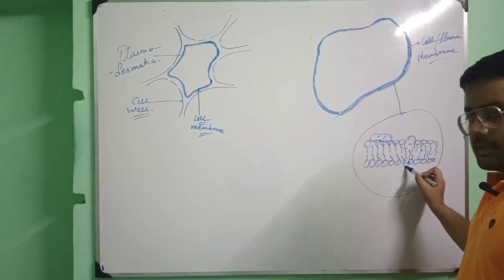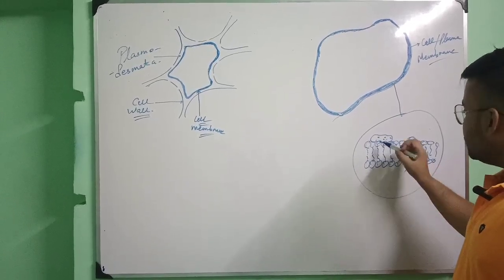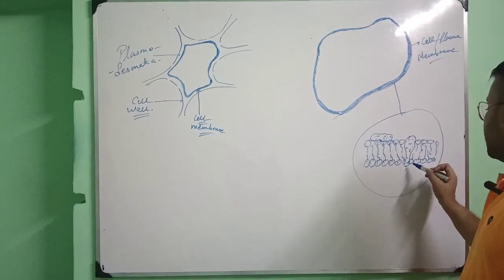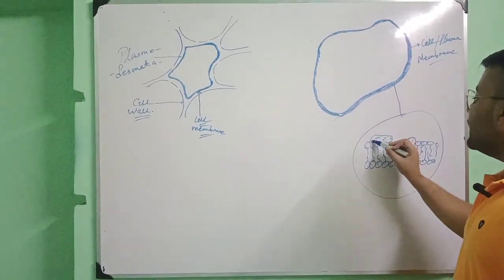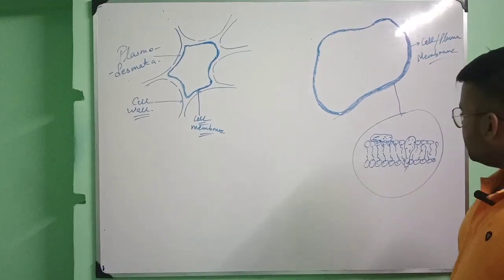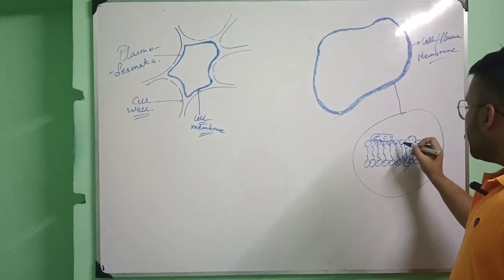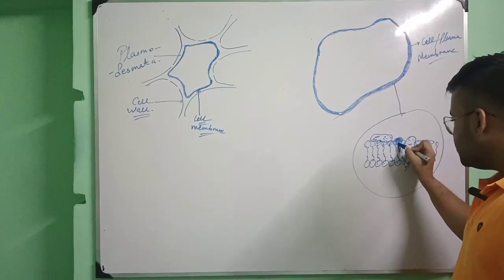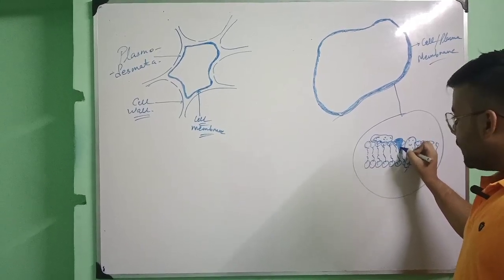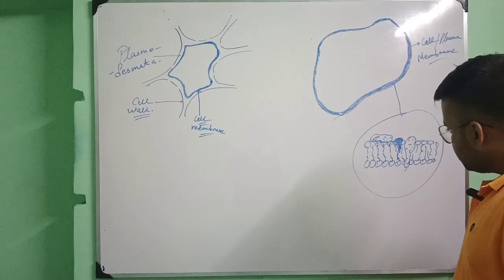This is known as intrinsic protein. This is known as extrinsic protein. Intrinsic proteins are also known as transmembrane proteins, and these are known as surface proteins. There are also other proteins that form channels inside a cell. They are known as receptor or channel proteins.